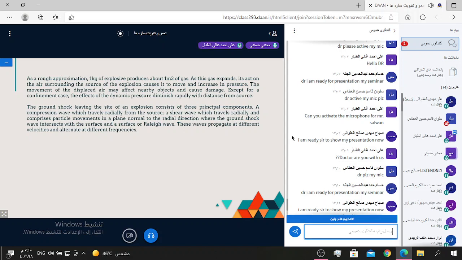The ground shock leaving the site of an explosion consists of 3 principal components: a compression wave, which travels rapidly from the source; a shear wave, which travels rapidly and comprises particle movement in the plane normal to the radial direction; and a surface or Rayleigh wave, where the ground shock wave intersects with the surface. These waves propagate at different velocities and attenuate at different frequencies.